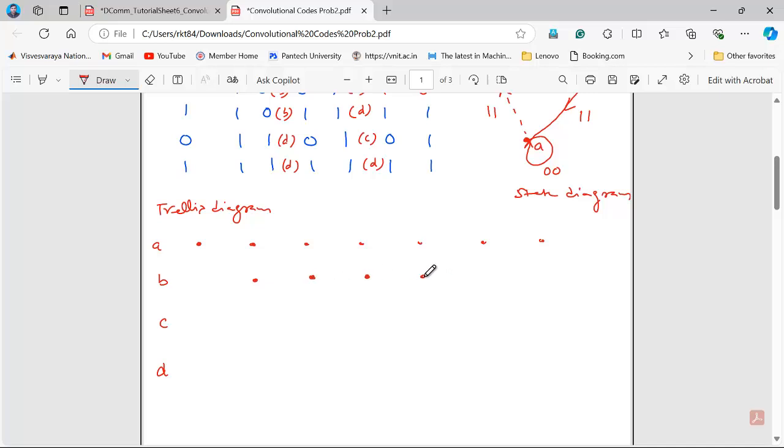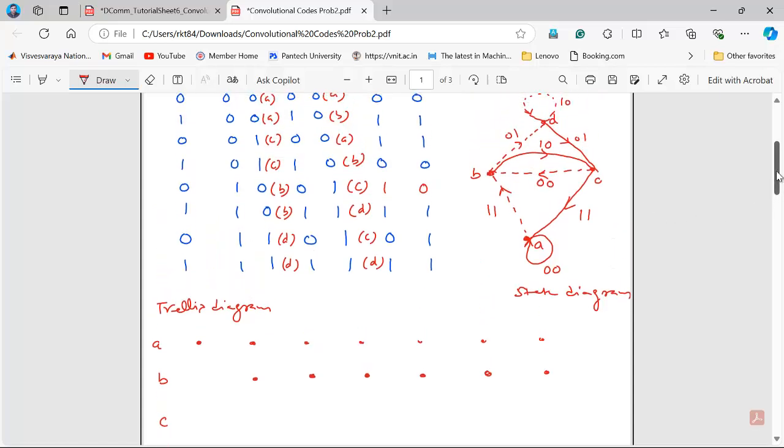So this is B, okay. And for the C, again from B it goes to the next node, but from A it comes to C here. So when we see the transition, then we can draw it. In this way we can draw. Now we try to draw the transition.